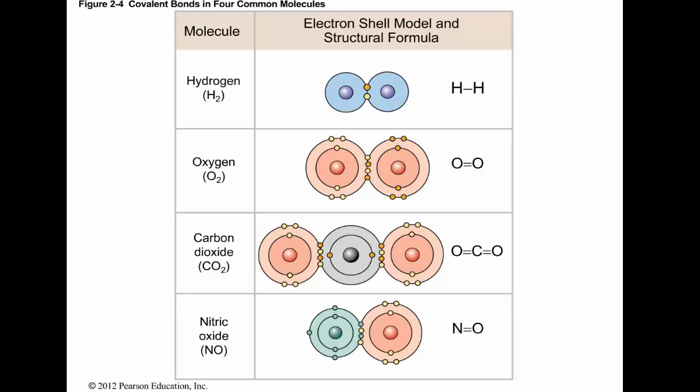So let's have a look at a diagram of that. So here we have the molecule being hydrogen, oxygen, carbon dioxide, and nitric oxide.